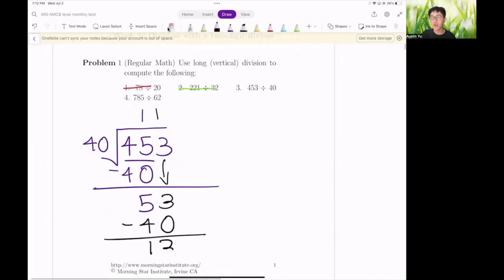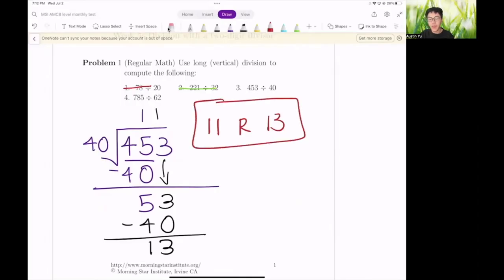And this gives us the remainder of 13, which means that the final answer is going to be 11 with remainder 13. And that's your answer for number 3.